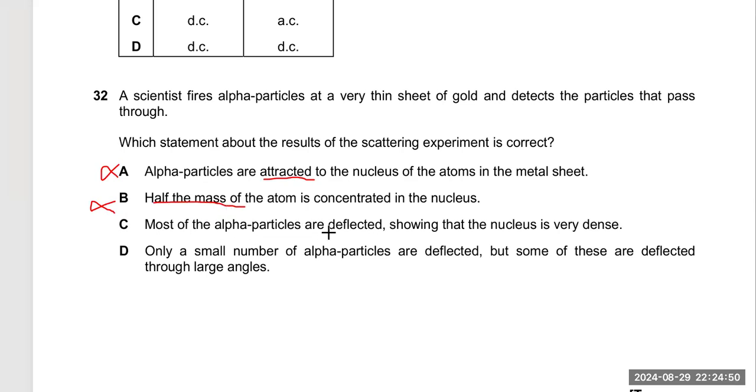Most of the alpha particles are deflected, showing that the nucleus is very dense. I think it is correct. Only a small number of alpha particles are deflected, but some of these are deflected through a large angle. I think option D will be correct. I have to check the answer.